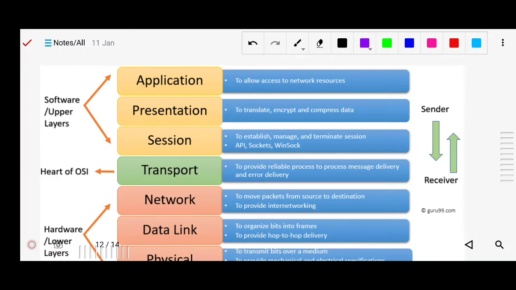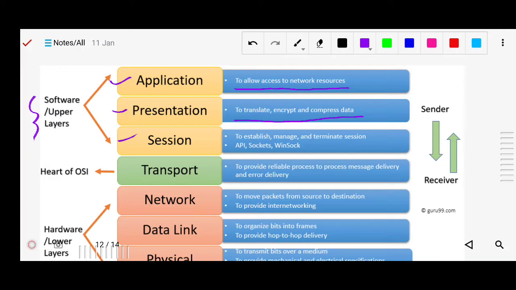So in this communication there are some layers, simple to understand, there are rules at different levels. In the case of the internet network, there are total 7 layers: the application layer, presentation layer and session layer, which are called the software upper layers. They allow access to network resources, and translate and encrypt.